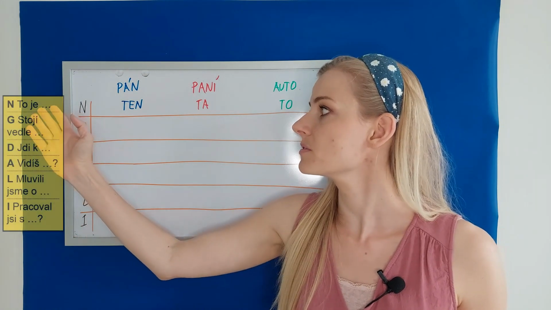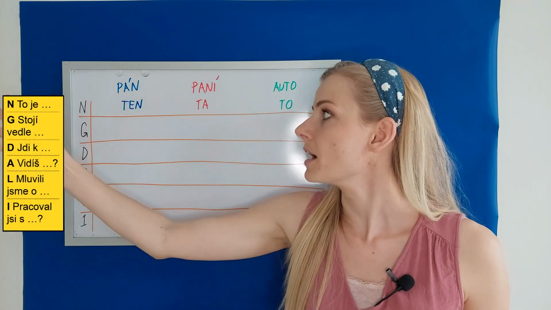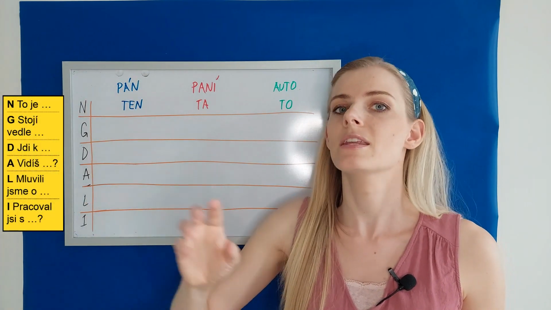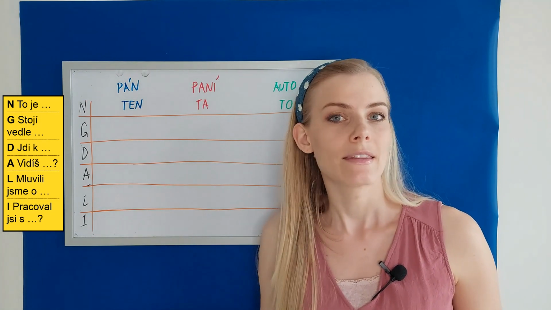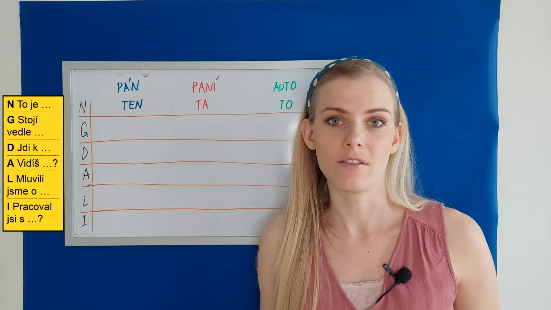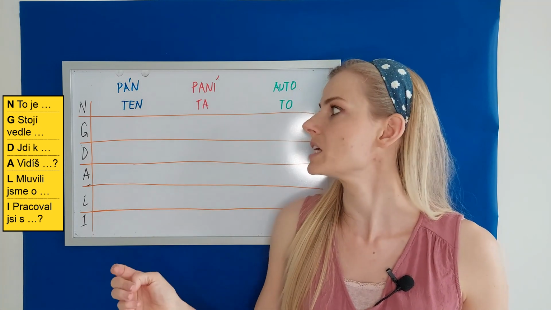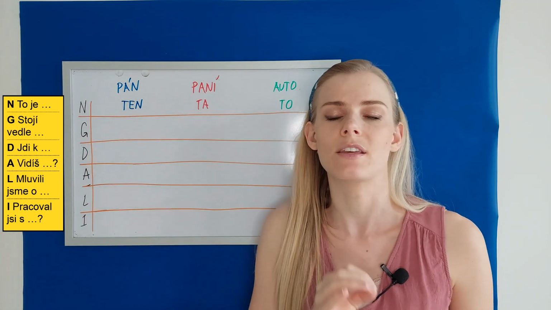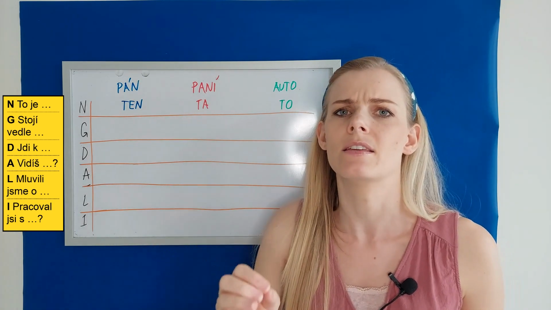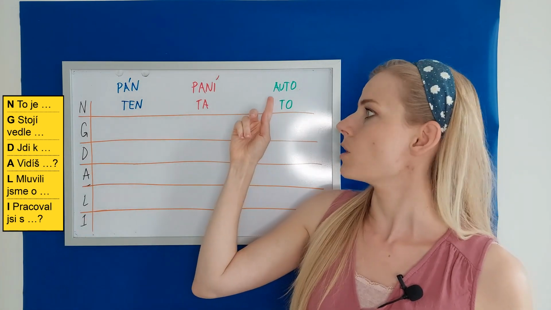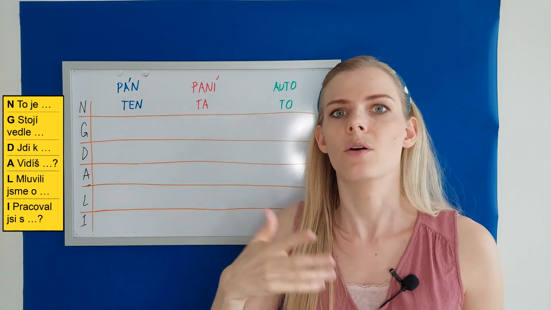So for the nominative case, we would say to je ten pán. For example, that is that man or the man. Also, remember that the Czech language doesn't have articles, so we could also say that ten can work as the or the. To je ta paní. That is the lady that I talked about. To je to auto, that's the car that I want to buy.